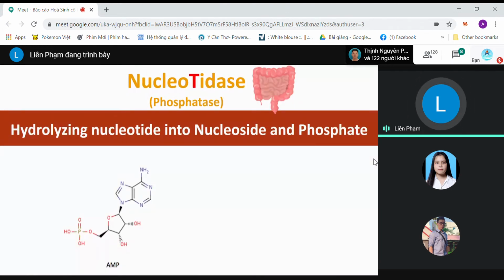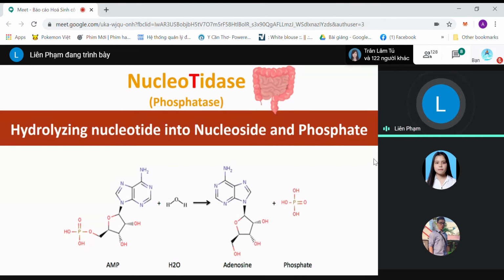The next enzyme that attends the digestion process is nucleotidase, which comes from the intestine. Nucleotidase plays a catalytic role in the hydrolysis process, and it converts a number of different nucleotide molecules. When nucleotidase catalyzes the hydrolysis of a nucleotide, the reaction is as follows: a nucleotide with water forms a nucleoside and phosphate.